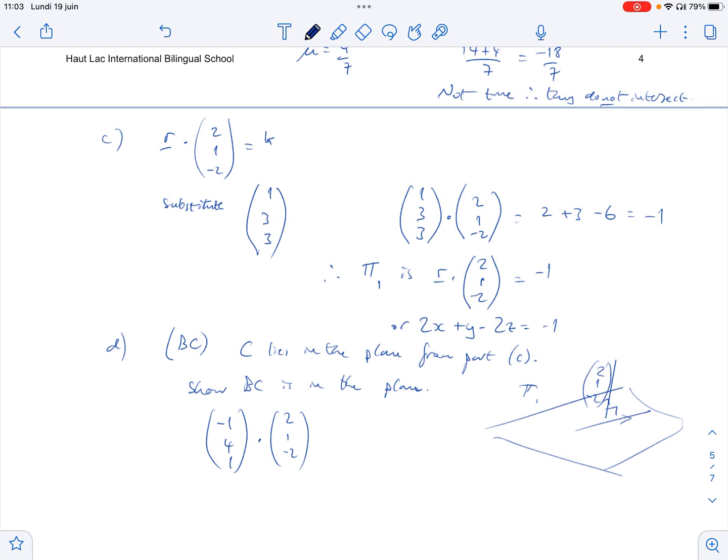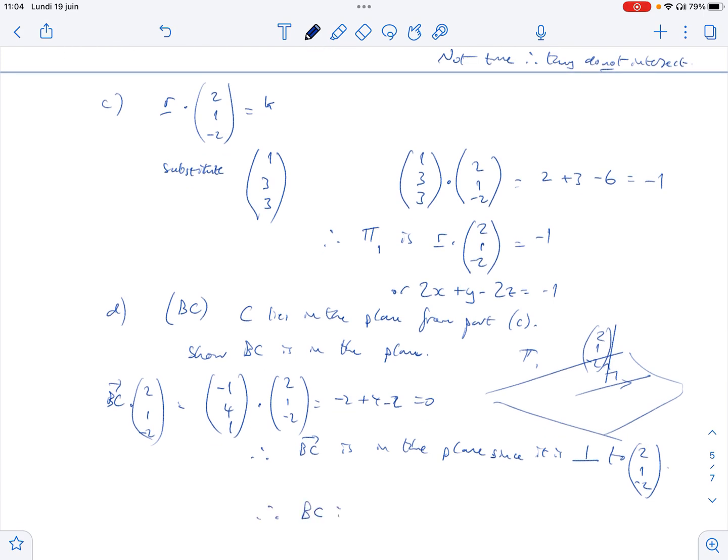Dotted with 2, 1, -2 is -2 plus 4 subtract 2 equals 0. Therefore, BC dotted with 2, 1, -2 is zero. Therefore, BC is in the plane, since it is perpendicular to 2, 1, -2. Therefore, BC is in the plane.